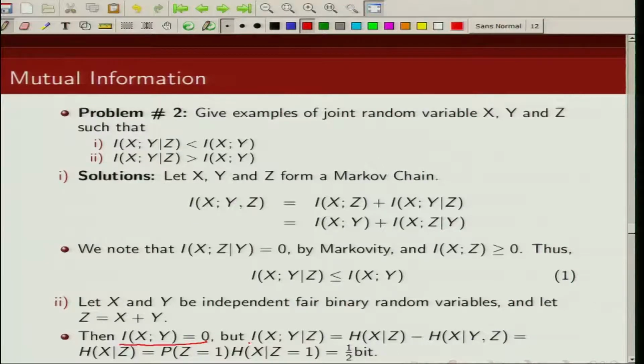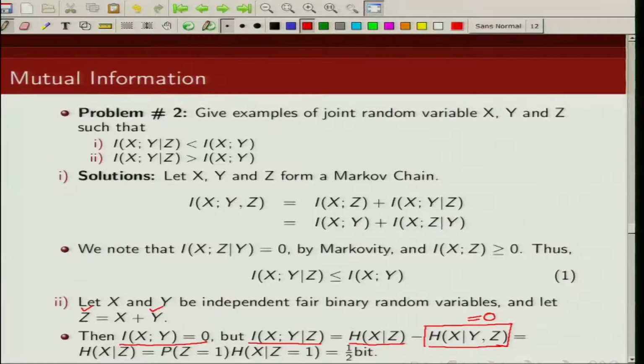Now what is the mutual information between x and y given z? Following the definition of mutual information, we can write the expression for the mutual information between x and y given z as the uncertainty in x given z minus the uncertainty in x given y and z. Now let us first look at each of these terms. So let us first look at this term, the uncertainty in x given y and z. If y and z are given, clearly x is also known. So there is no uncertainty in x if y and z are known. So in this particular example, this term will be equal to 0.